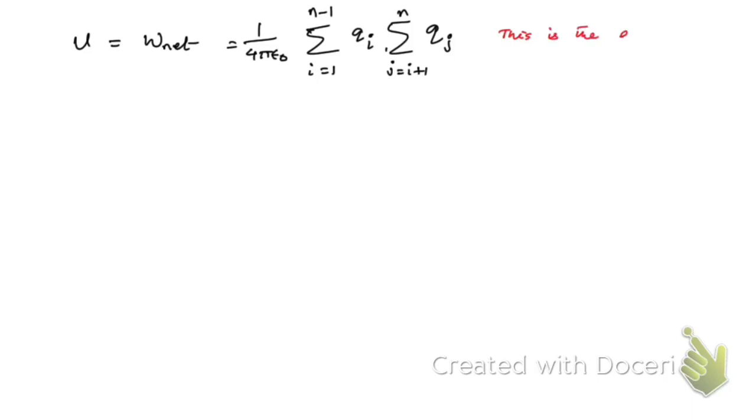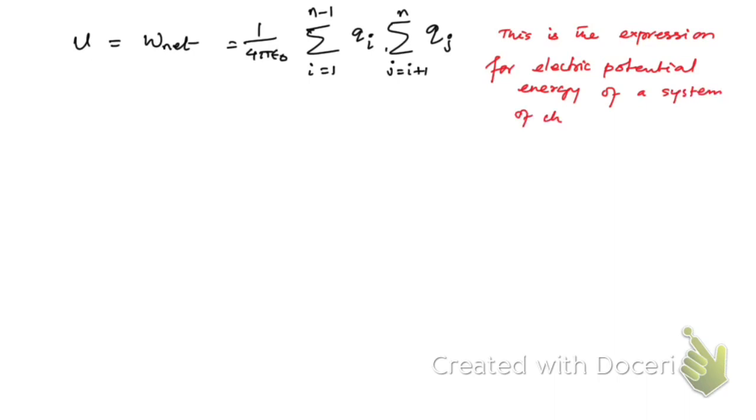So this is the expression for electric potential energy of a system of charges, right? That's how we can obtain the required expression.